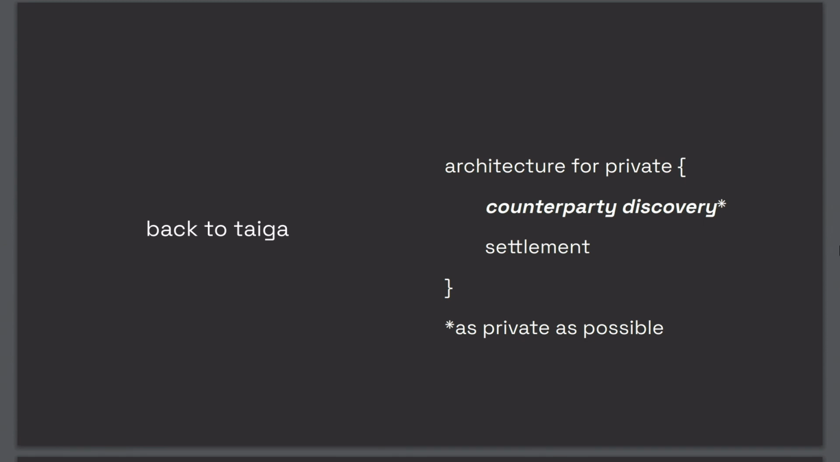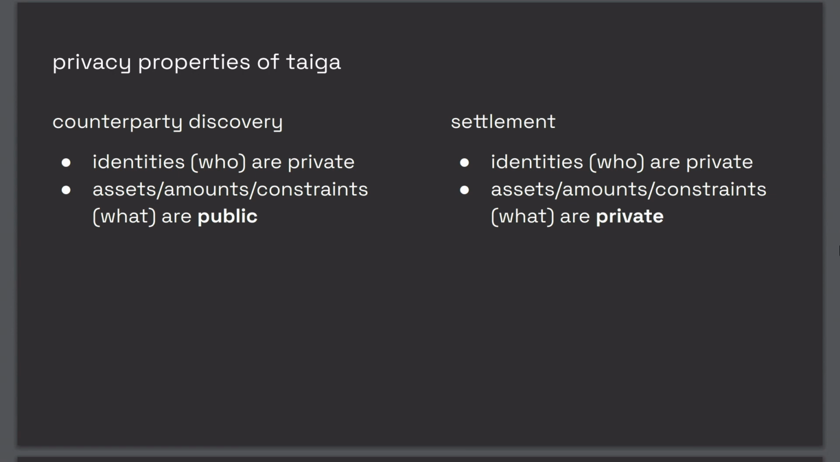So back to Taiga. I promise I will talk about it eventually. Taiga is an architecture for private counterparty discovery, asterisk. So private counterparty discovery as private as possible. And we've just established how possible privacy is in counterparty discovery. So Taiga just provides these privacy properties.